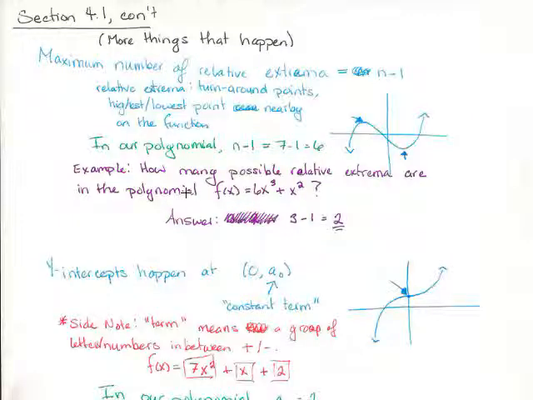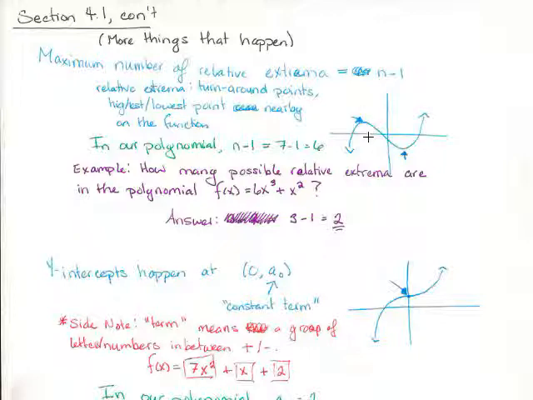Okay, more things that can happen. The maximum number of relative extrema is equal to n minus 1. So in order to know what that means, you have to know what relative extrema is. In short terms, it is a turnaround point. Like you can see here, it was going up, now it's going down. That's a turnaround point. That's a relative extrema. As you can see here, with this arrow, it was going down, now it's going up. Another turnaround point.